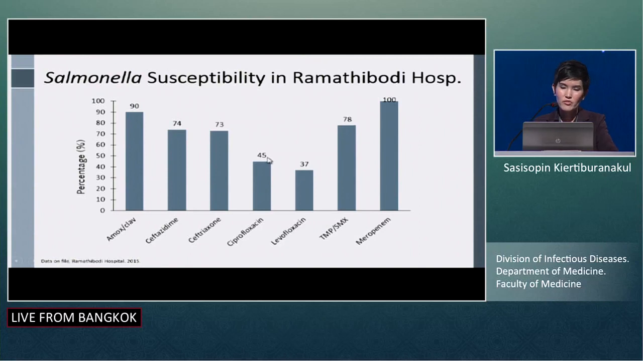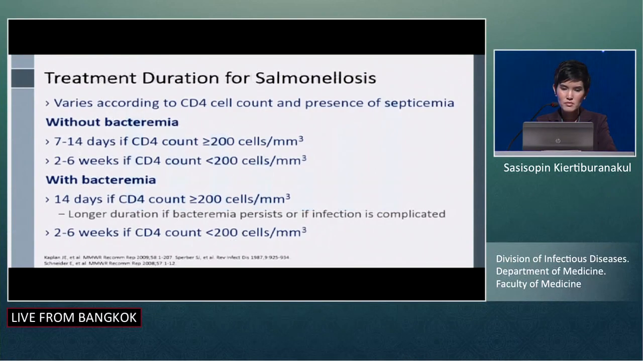So if you empiric with cipro, you may lose more than half of the patients. But in contrast, the sensitivity to amoxicillin clavulanate is like 90%. So it depends on hospital to hospital.